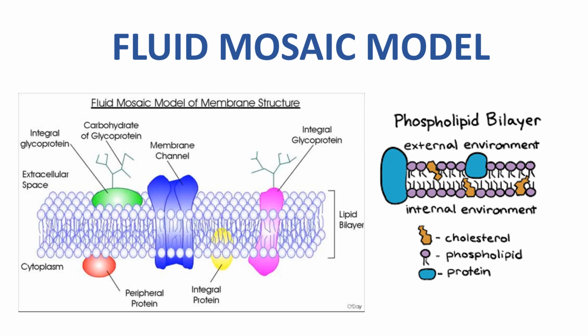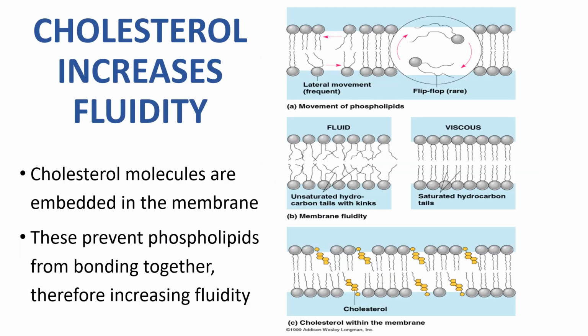Here's a few other views of the fluid mosaic model. Again, we've got some peripheral proteins attached to the outside. We've got some integral proteins going all the way through. And we've got this channel protein, and we'll learn more about that next week. This is how the cell membrane controls which materials can enter and exit the cell. So that's the role of proteins.